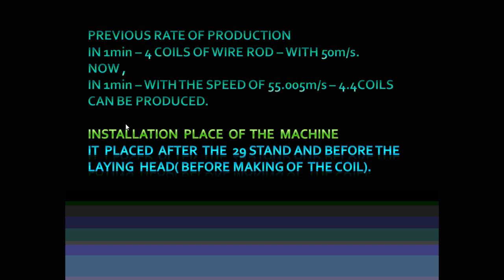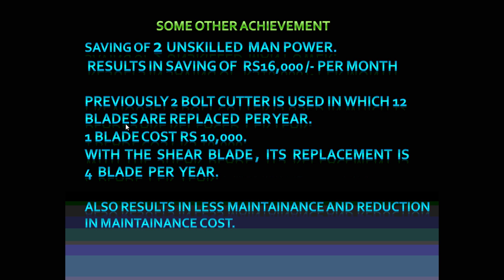Installing place of the machine, where we are going to install it. It is a place after stand 29, before the laying head, before making the coil. The laying head is used, which rotates at 3000 rpm to make the coil.